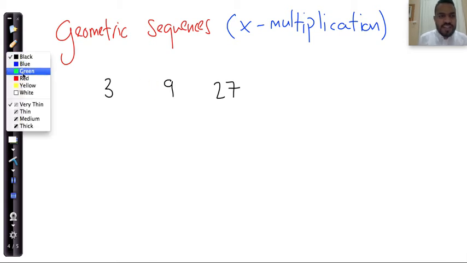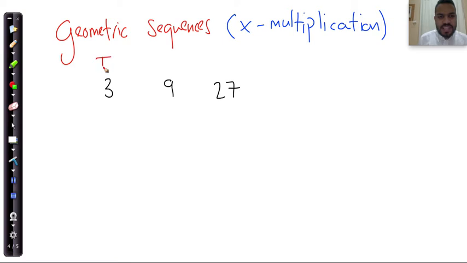So let's just go over the terminology once again. I'm going to say this is T1, this is T2, this is T3. T1 has the value of 3, T2 has the value of 9, T3 has the value of 27, and this corresponds to n equals 1, which means it's in position number 1. This is in position number 2, this is in position number 3, and so forth. I'm not going to worry too much with that, I'm just mentioning it for interest's sake.